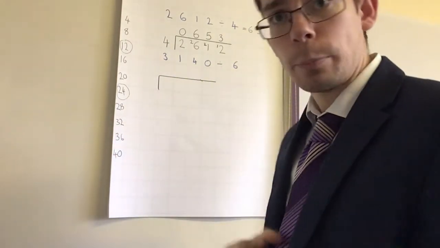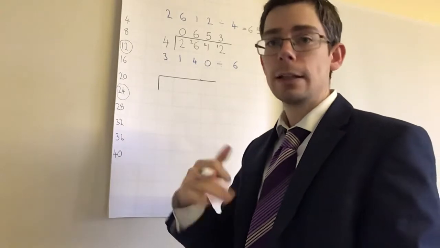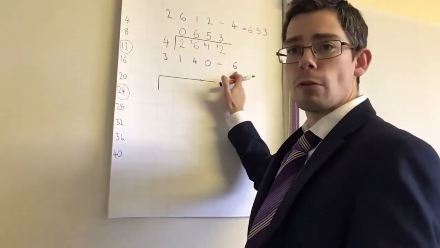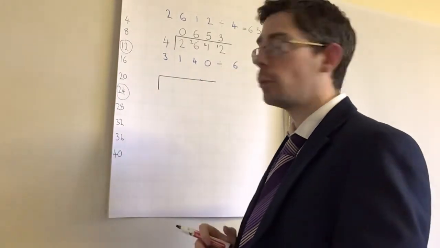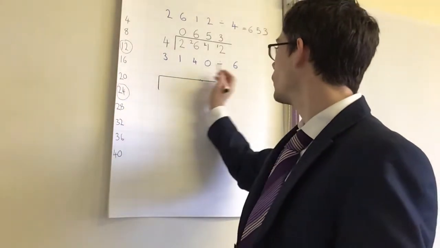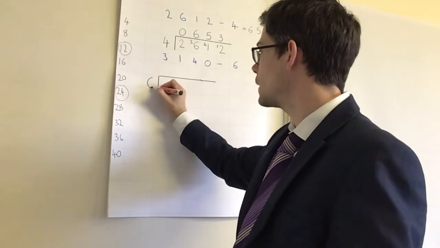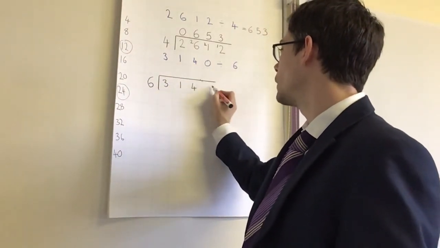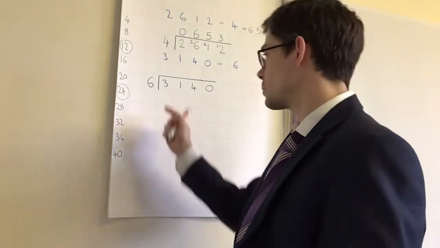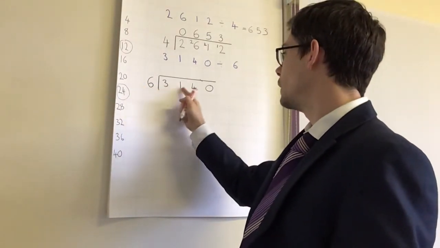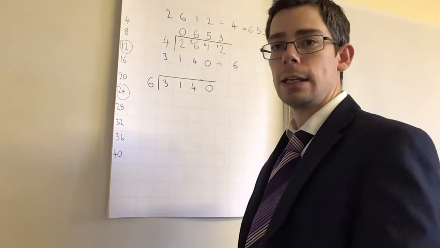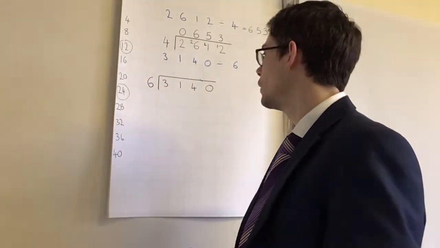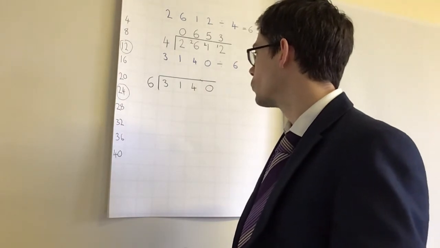You might want to go back, pause, have a look at that, go back to see that again. Now the second example does involve a remainder. Again, I'm dividing by 6, so I want 6 over here, and then 3,140 in my bus stop. I'm asking myself how many groups of 6 in these numbers here, and I'm going to start from the left with the thousands column and work my way to the right.